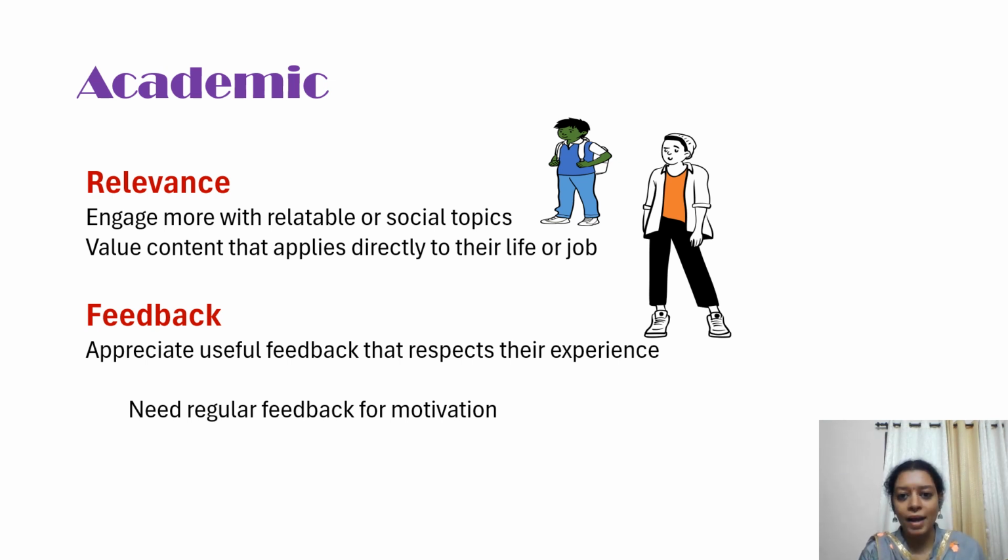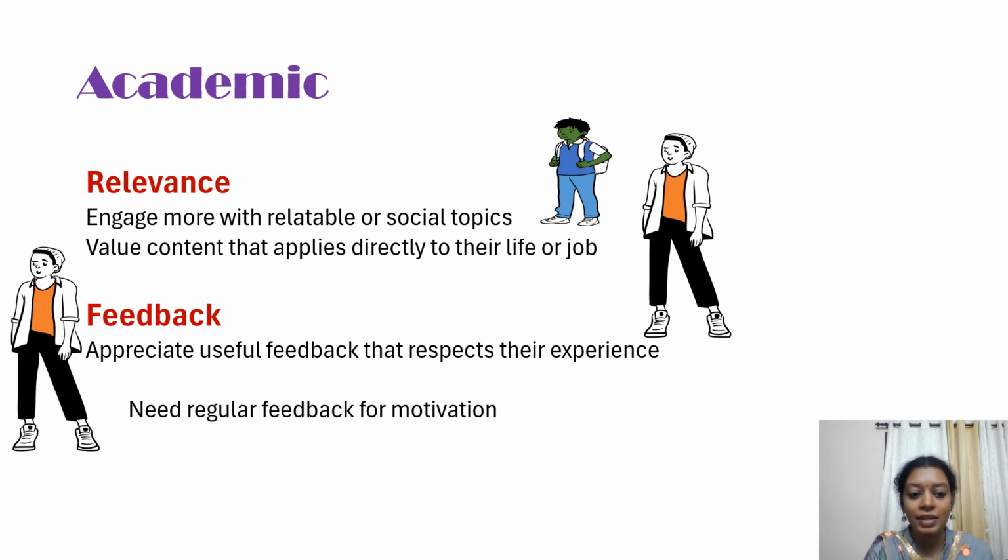The next point is about feedback. The first point: appreciate useful feedback that respects their experience. The second one: need regular feedback for motivation. So which one is adolescent and which one is adult learner? The first point is about adult learners and the second one is adolescents. Adults like feedback that is helpful and respectful of their past experience.